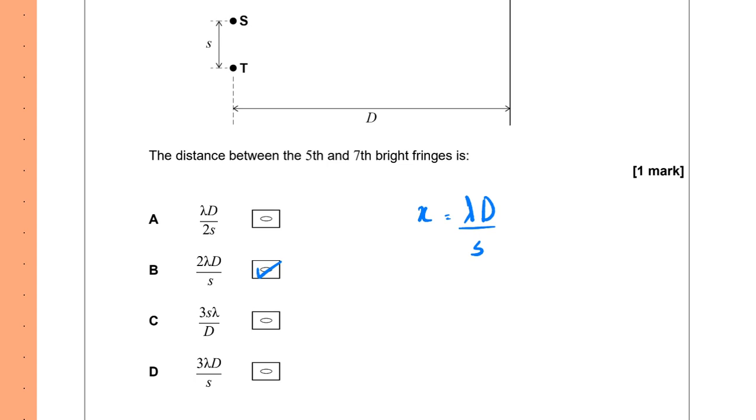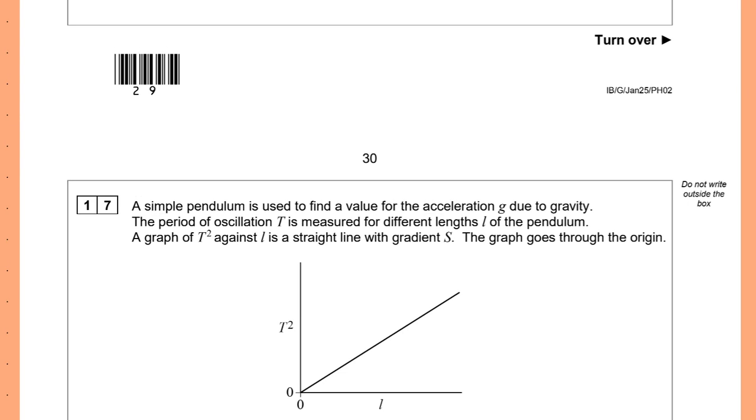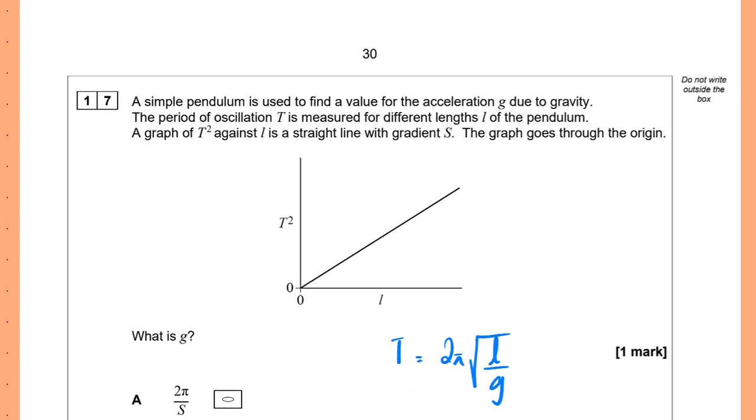Next, question number 17. A simple pendulum is used to find a value for the acceleration g due to gravity. Period of oscillation is plotted for different lengths L of the pendulum. Graph of T squared versus L is a straight line with gradient S. The graph does go through the origin. What is g? So I know of this equation that T equals 2 pi root L over g.